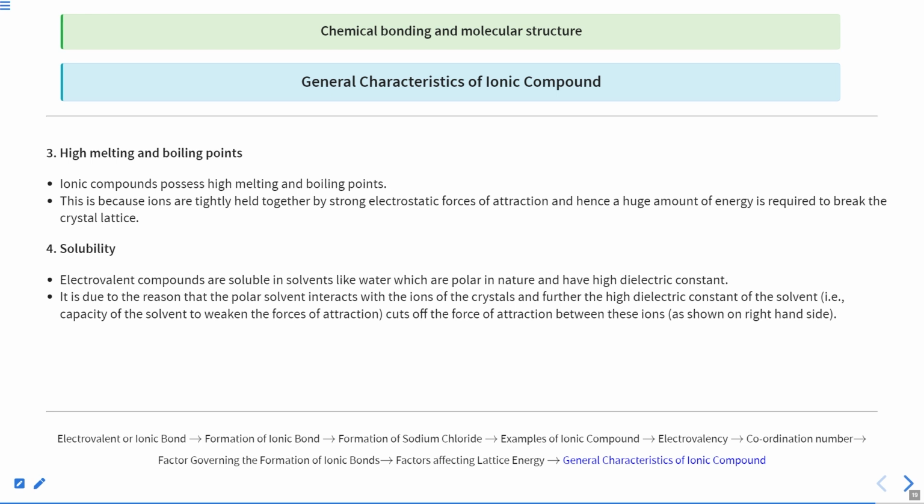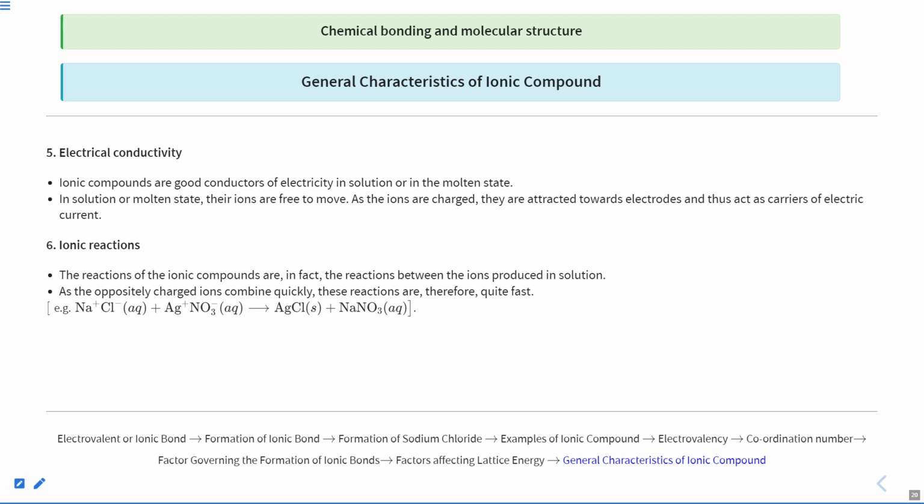The electrovalent compounds are soluble in solvents like water, which are polar in nature and have a high dielectric constant. Because they form ions, they must be polar, so they are very easily soluble in water. It is due to the reason that the polar solvent interacts with the ions of the crystal, and further the high dielectric constant of the solvent weakens and cuts off the force of attraction between these ions. Clear?